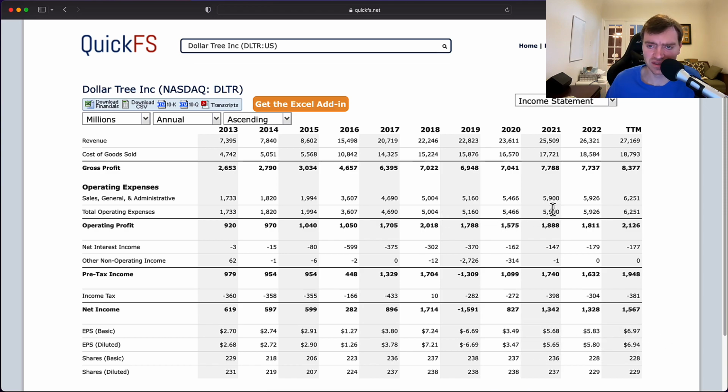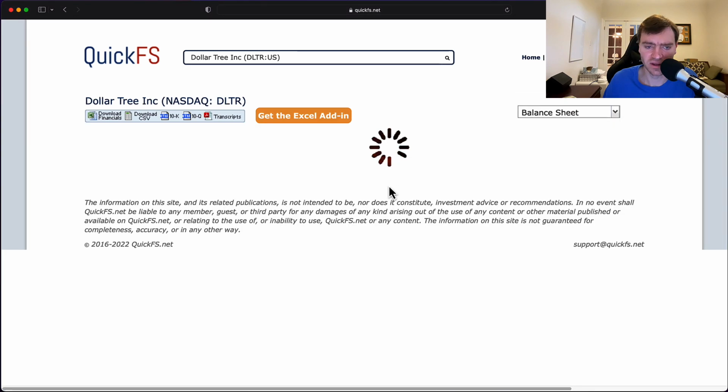So one thing we like to see is, again, even after the acquisition, you're continuing to grow quite well. There is still organic growth there. Let's go to the balance sheet.